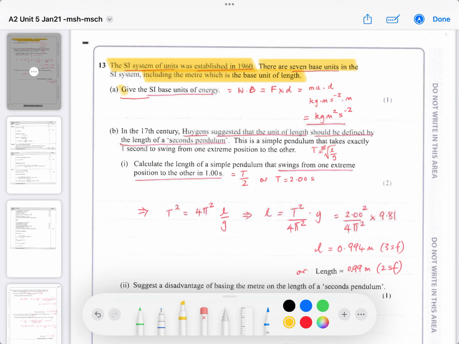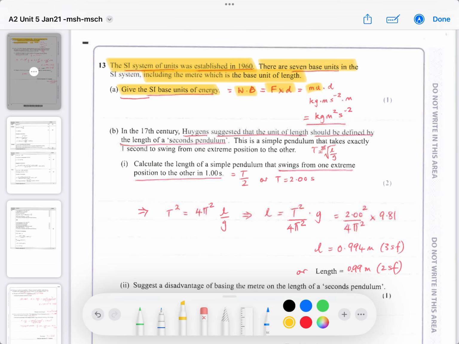Then they want you to give the SI base units for energy. So you've got to explain where energy comes from. Well, work done is energy used. That's meant to say WD, not WB like it appears. And work done is force times distance moved in the direction of the force. So work done is in joules, so units of energy are in joules. So joules and work are related. Okay, so force is mass times acceleration.